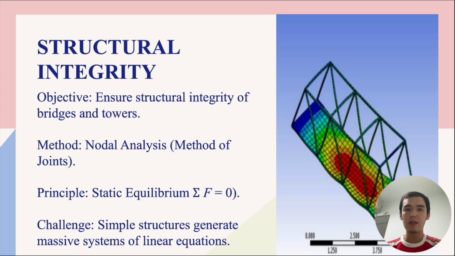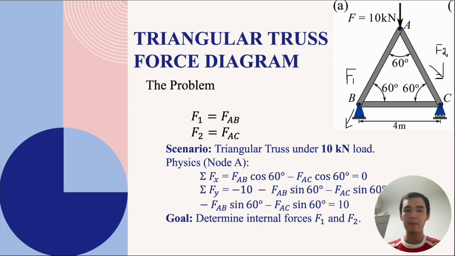Now let's scale up from microchips to massive infrastructure. In civil engineering, our primary imperative is structural integrity. Whether designing a bridge or a tower, we employ a technique called nodal analysis. The governing principle here is static equilibrium. For a structure to stand still, the net force at every single joint or node must sum to zero. Even a simple truss generates a massive system of linear equations that must be solved simultaneously.